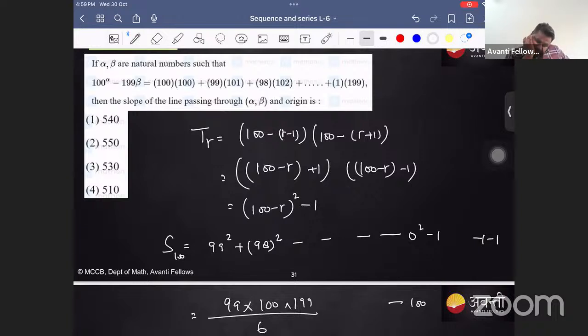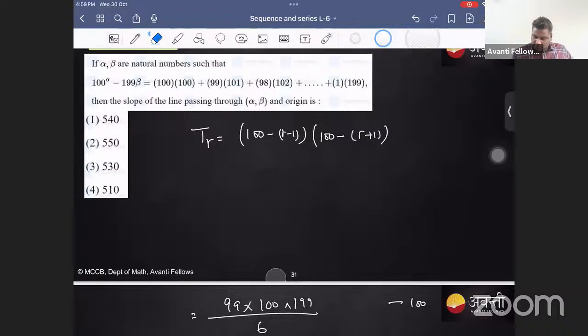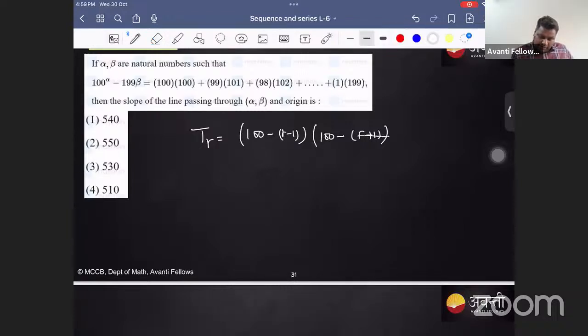Okay, there is some mistake in the nth term. Sorry guys. This term is not this. What I was instructing you, I could not follow that. This is 100 minus r minus 1, 100 plus r minus 1. It should be like this. Now, if you put r as 1, it will be 100 into 100. r as 2, it is 99 into 101. Now it is correct. So it is 100 square minus r minus 1 whole square.